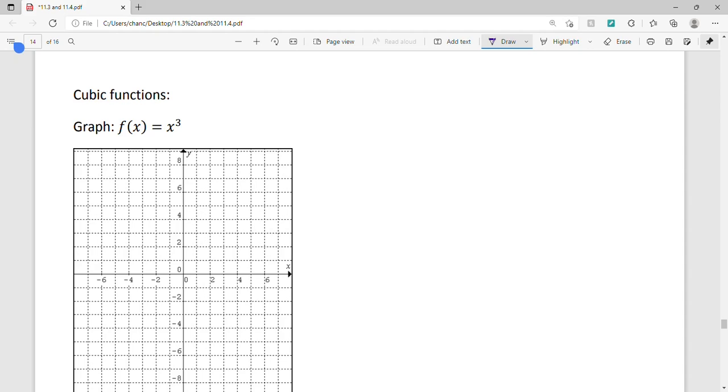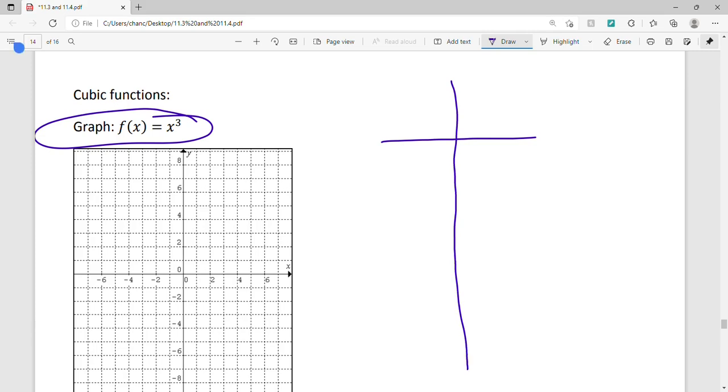Let's graph a cubic function and see what this thing looks like. Again, we're going to make a table. We'll have x and f of x. I like to plug in -2, -1, 0, 1, and 2. Again, you can pick different points, but these are good points to pick. -2 cubed is -8, because you're multiplying -2 times -2 times -2. -1 cubed is -1. This is 0. 1 cubed is 1, and 2 cubed is 8.